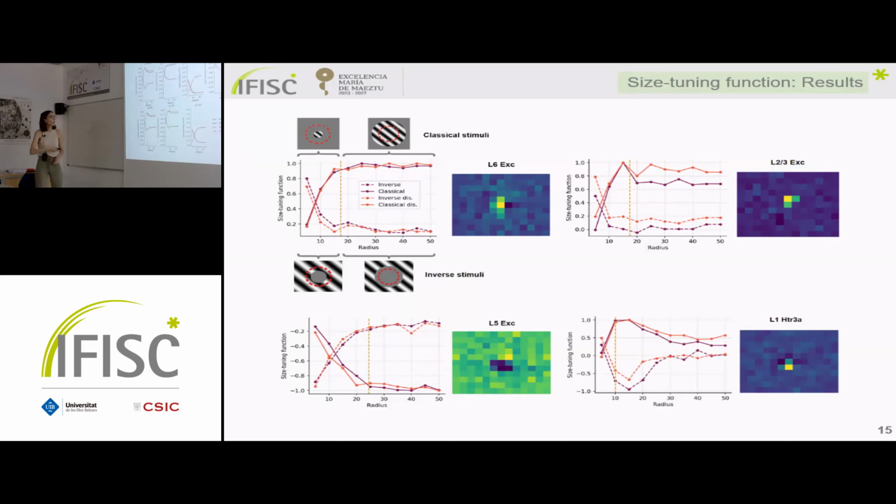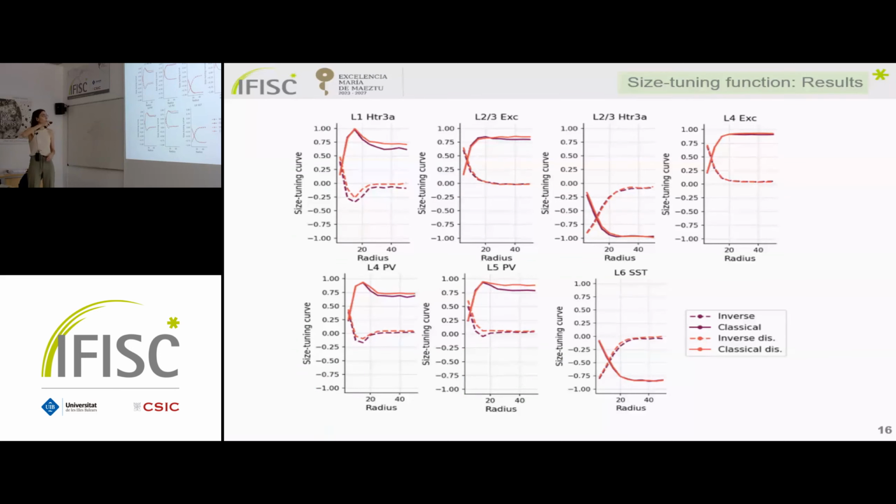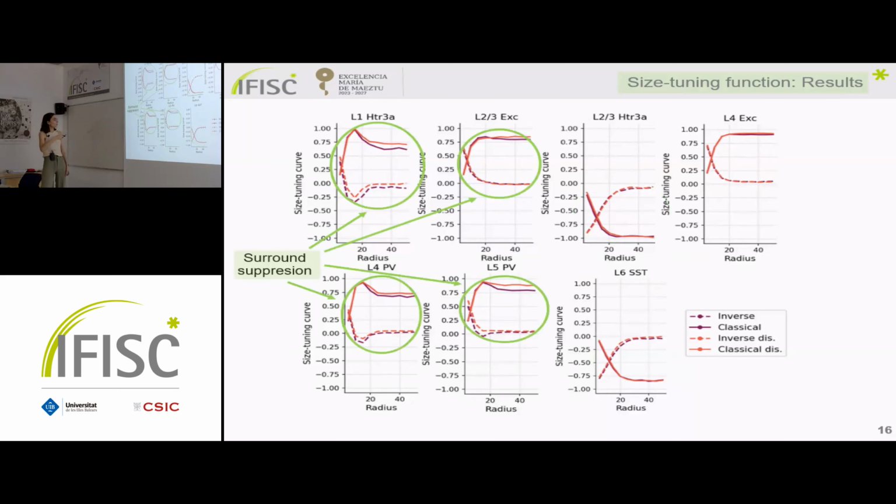Here you can see the results averaged by neuron type. I put in the most relevant ones. So you can see, for example, that these two inhibitory neuron types have negative scores, meaning that the majority of neurons of these types have inverse receptive fields in the model. And we can also see a surround suppression effect for some neuron types, especially in the connected version of the model and to the classical stimuli.